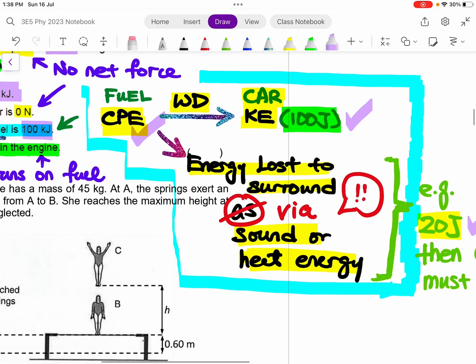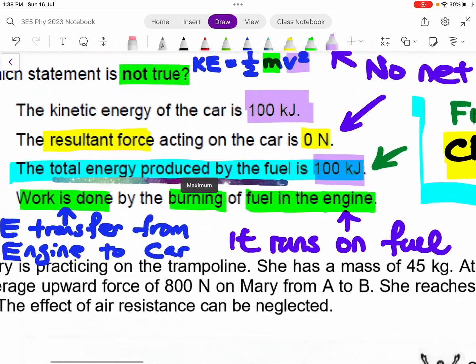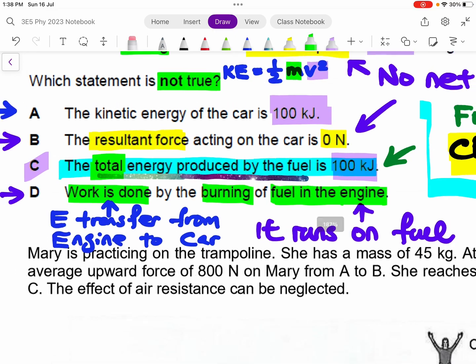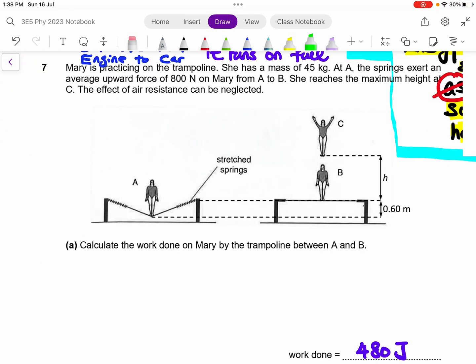So because of this argument, we would know that the total energy that is produced by the fuel must be more than 100 kilojoules, not equal to 100 kilojoules. And that is also why they put this keyword here. They are telling me the total that is being released by the fuel. Okay, let's move on to question 7.